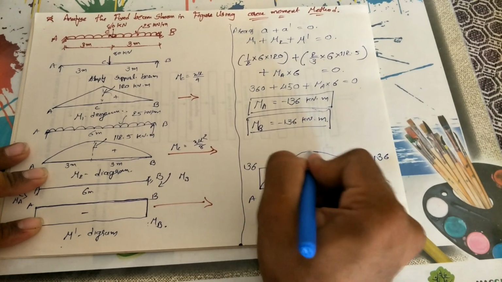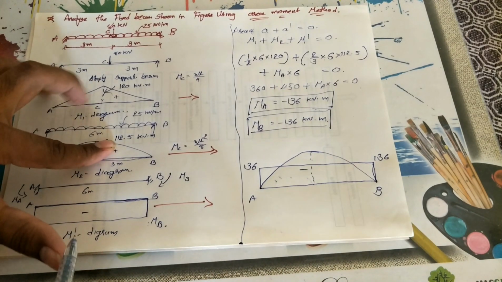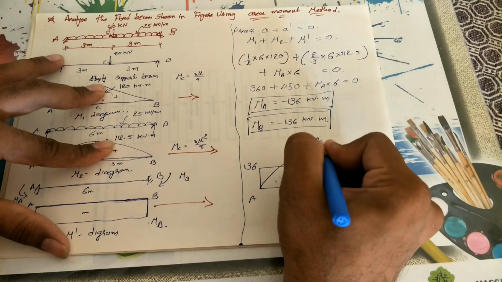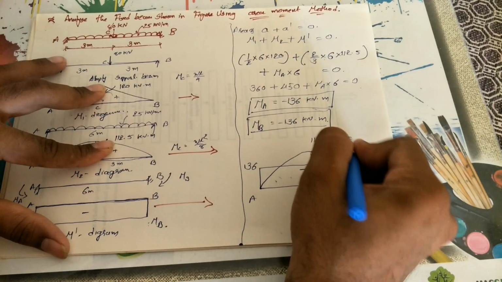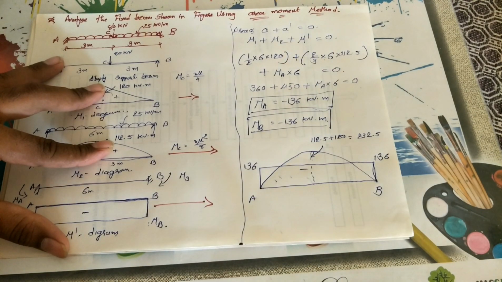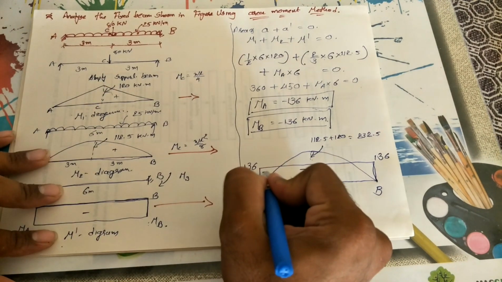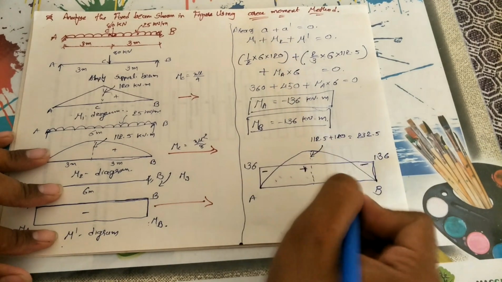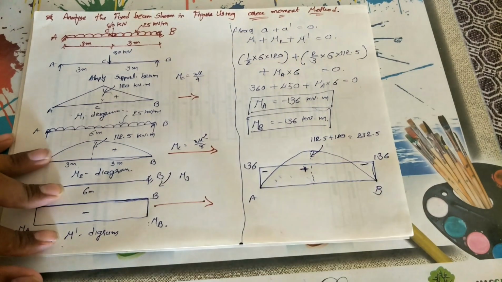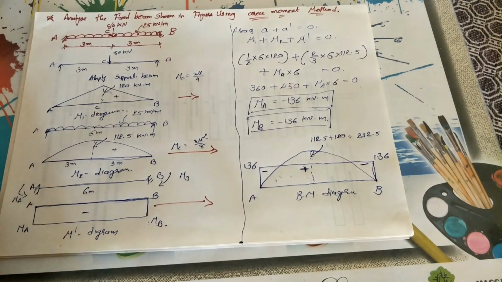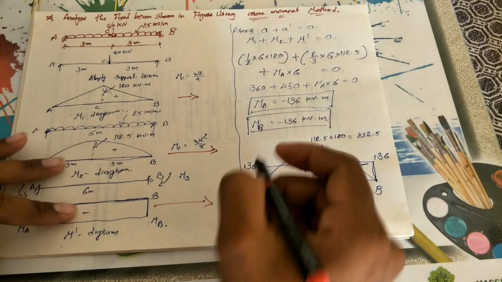Okay, so that value is 112.5 plus 120, so we are getting 232.5 kilonewton-meter. These two values are negative and this value is positive. Actually, this bending moment value is positive and this part of the diagram is negative. This is my final bending moment diagram.